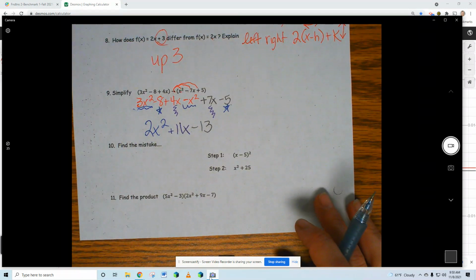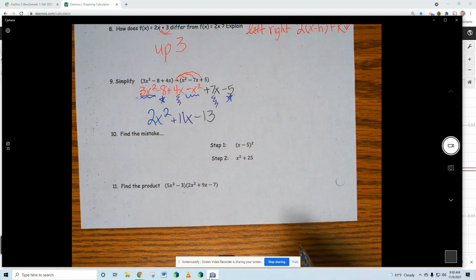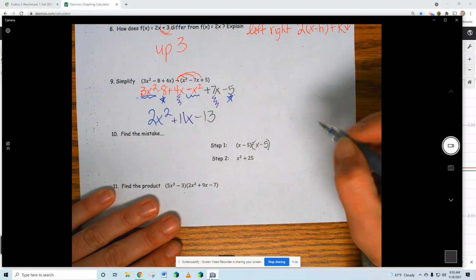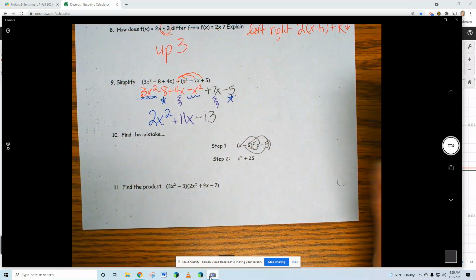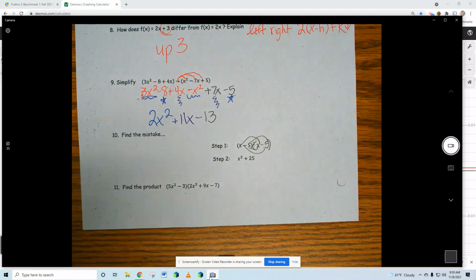Find the mistake. Something's wrong. What's wrong? Anthony. They didn't write it twice. Because if they would have written it twice, what would have happened? They would not have gotten that. What's the real answer when you write it twice and multiply it? It's called the difference of two squares. Work it out. What should they have gotten?